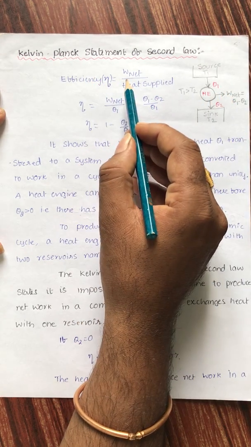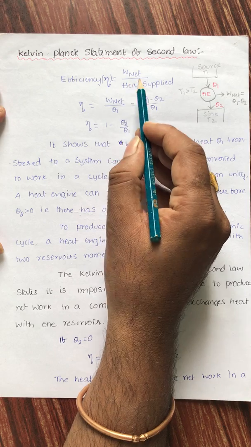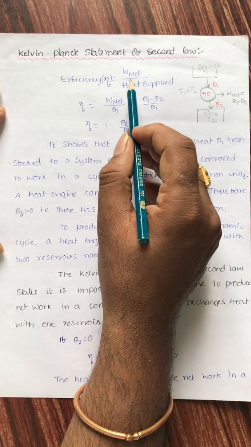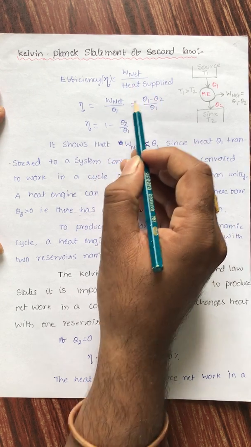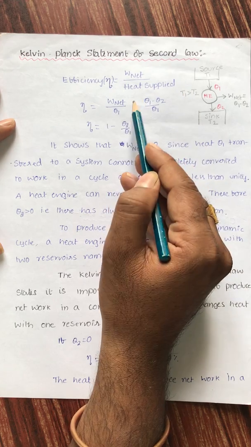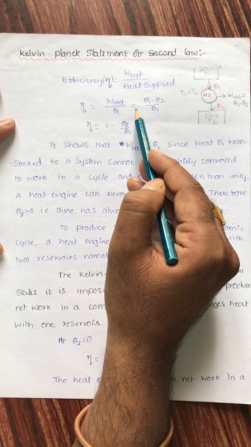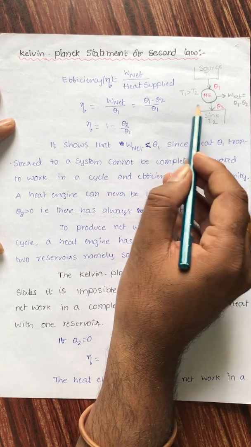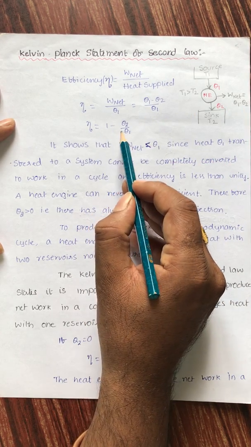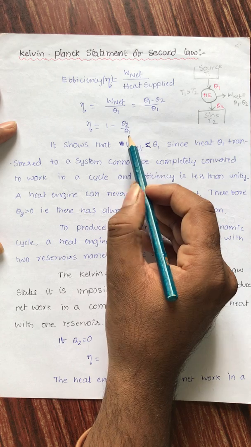Now efficiency is equal to the net work done by the heat supplied. W net is the net work done, and the heat supplied is Q1. So efficiency equals W net by Q1, and W net is Q1 minus Q2, so efficiency equals Q1 minus Q2 by Q1, then efficiency equals 1 minus Q2 by Q1.